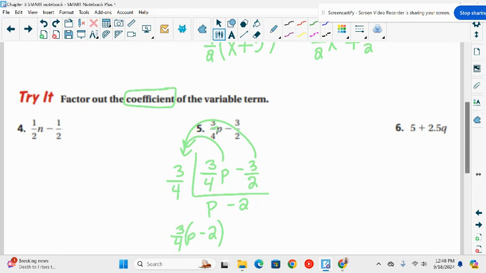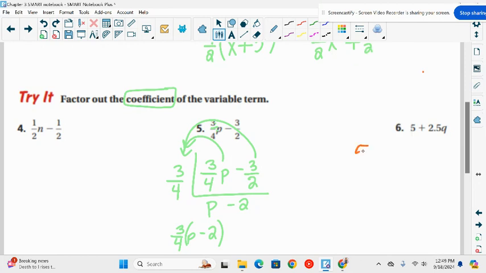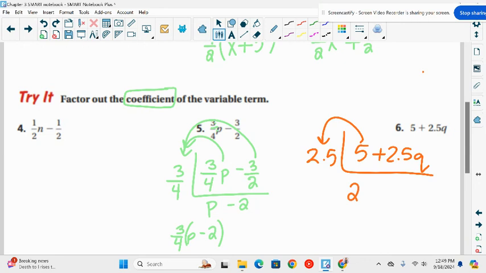What's our coefficient that we're supposed to be factoring out? So I've got 5 plus 2.5q. My coefficient is 2.5. So I did 5 divided by 2.5, which gave me 2, and then 2.5 divided by 2.5 is just 1q, so we just write it as q. So as the distributive property, it's 2.5 parentheses 2q.